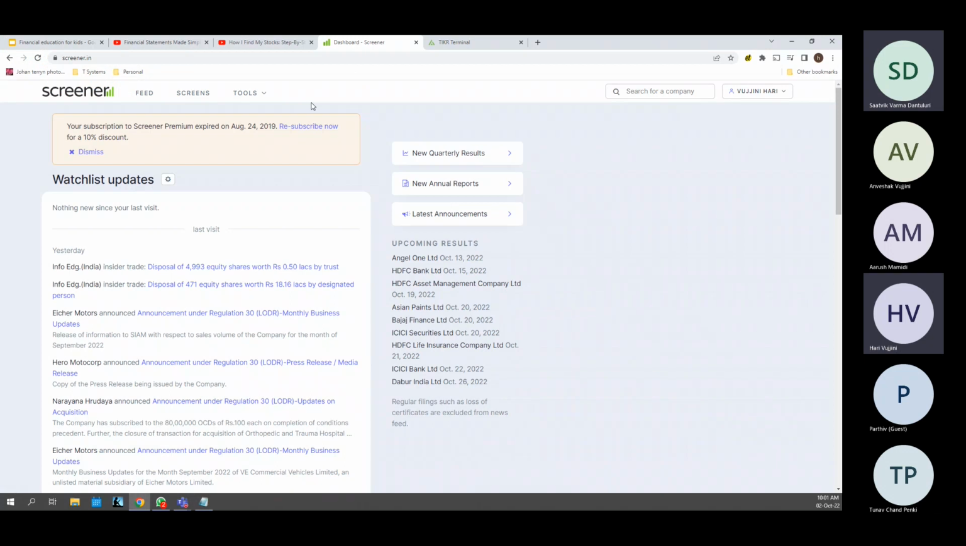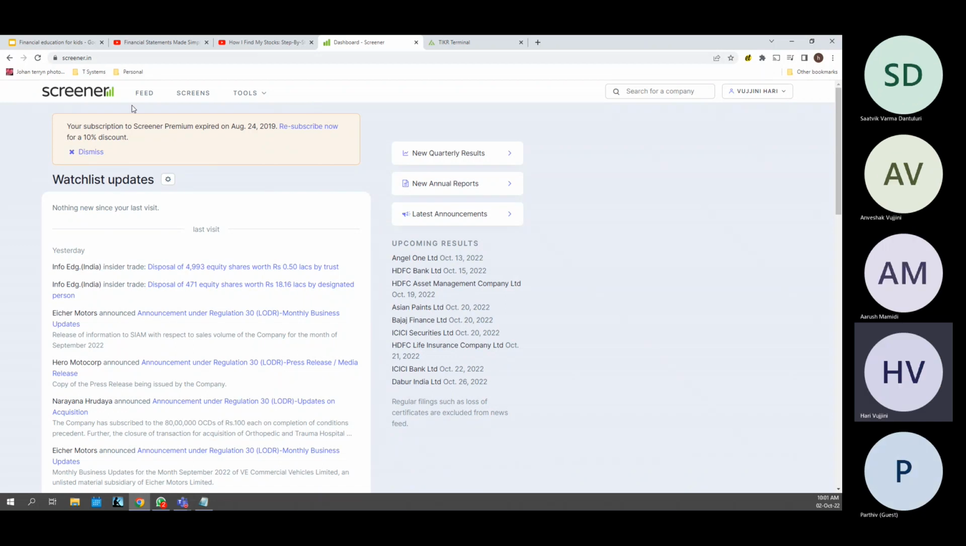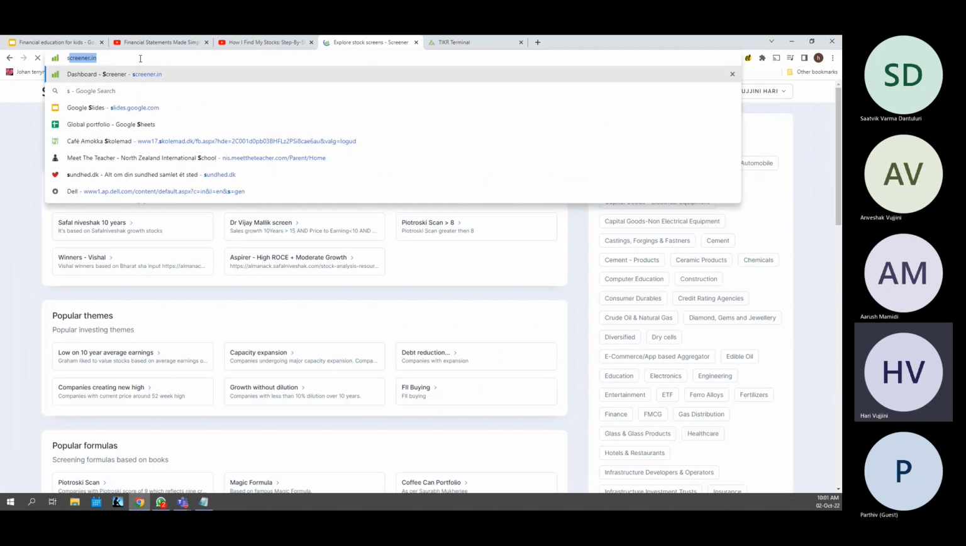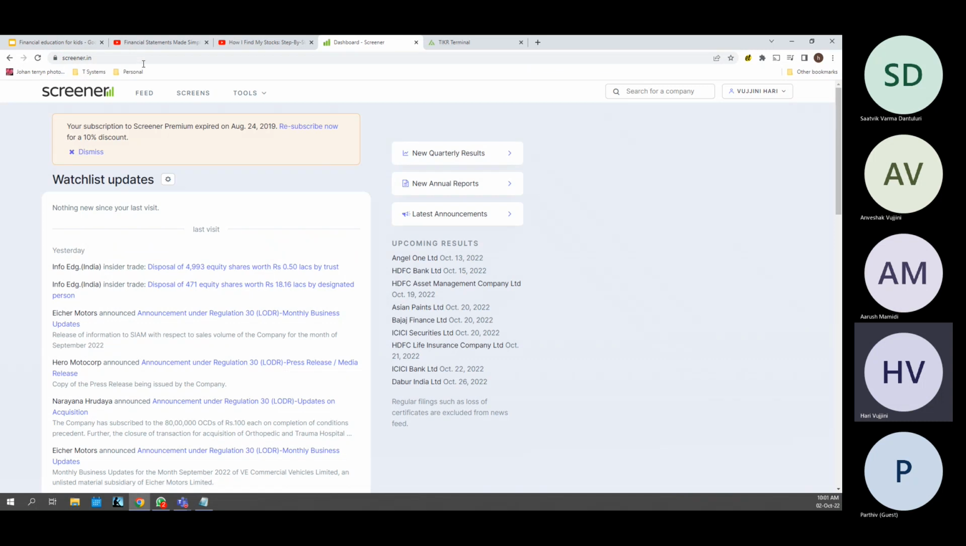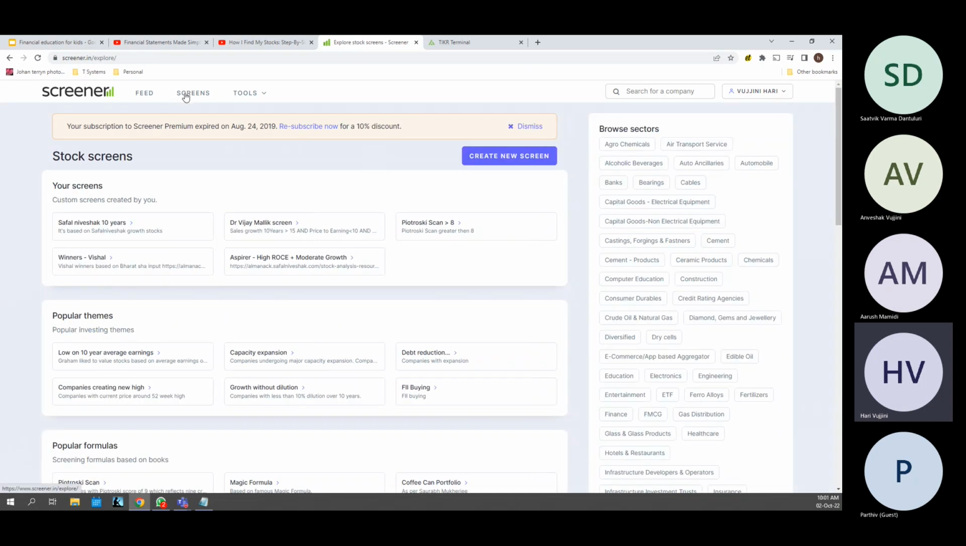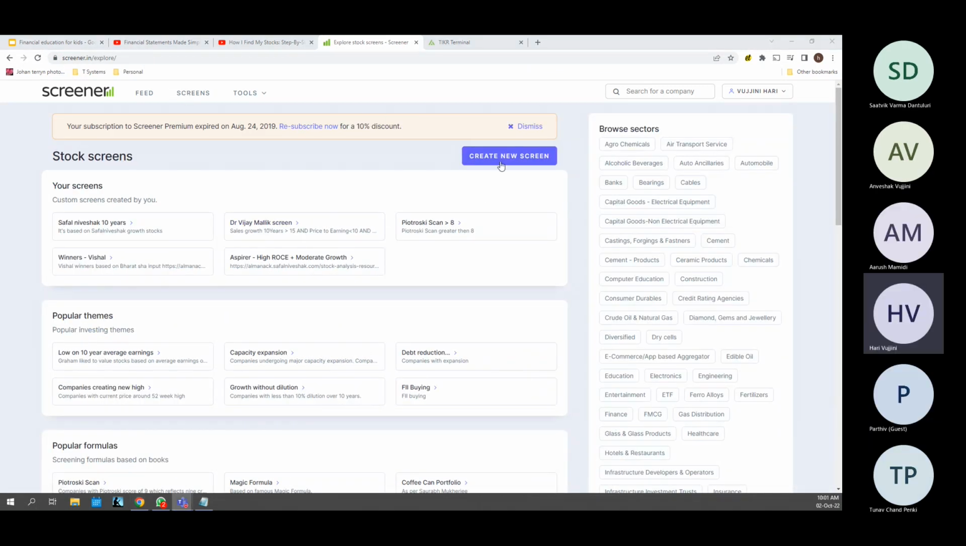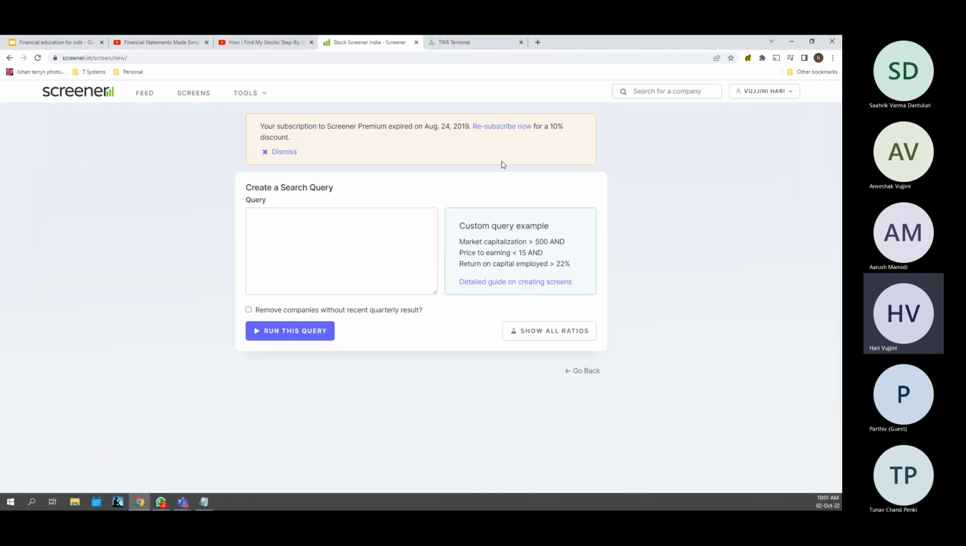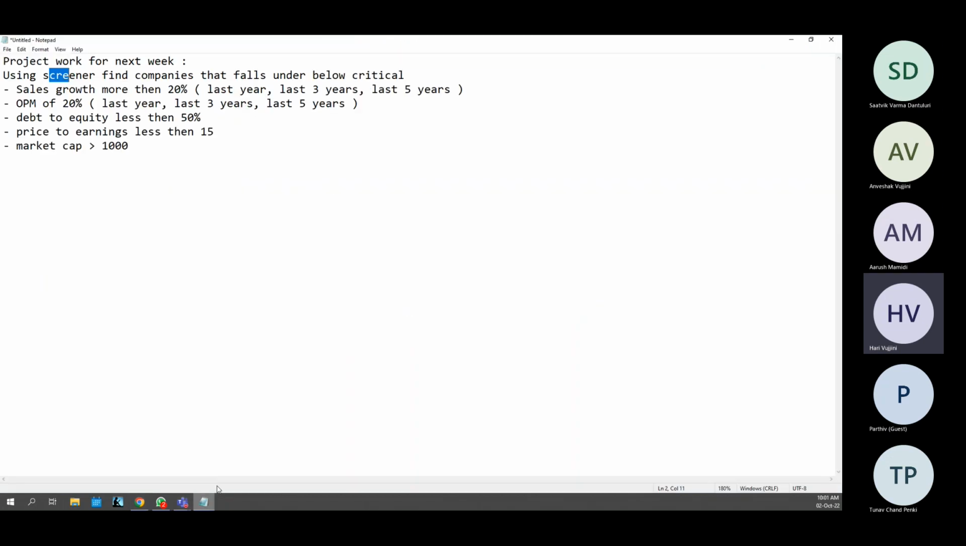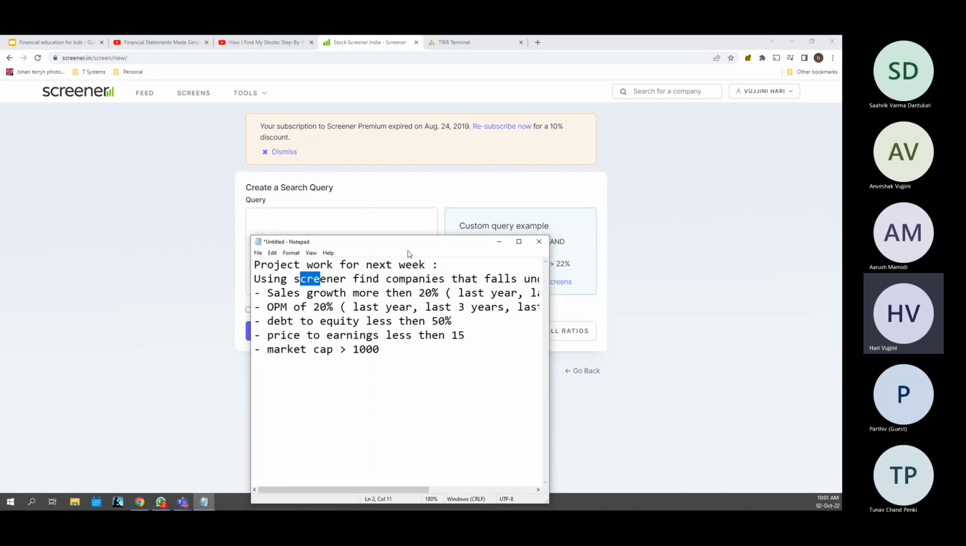I tried a bit of it. Okay, should we just give it a try now and see? Yeah. So I'm on this site, screener.in. You just need to go to screens and then create a new screen. Okay, and let's look at what I need.